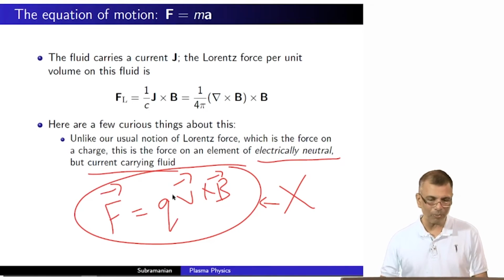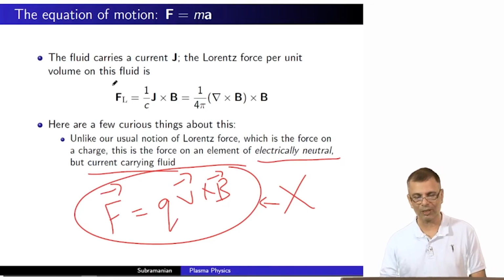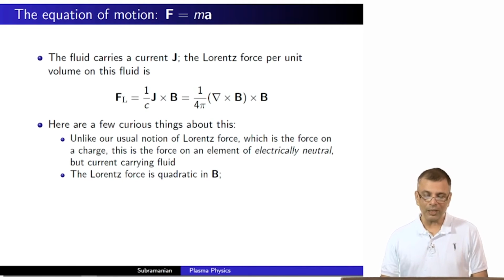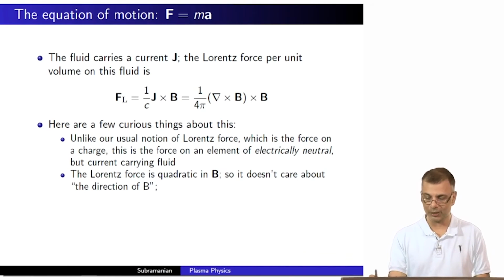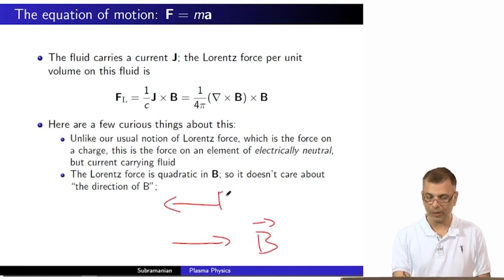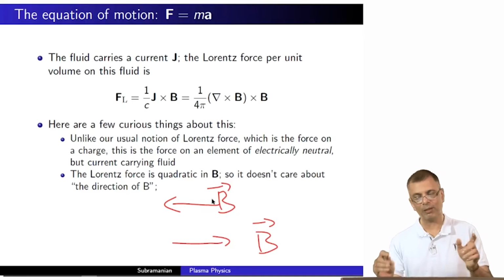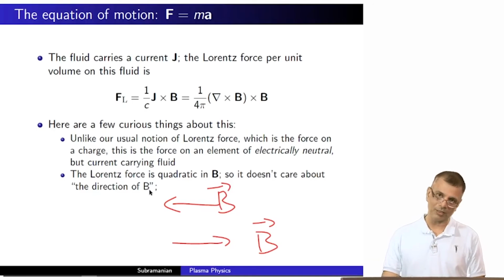Okay. So these are a couple of curious things about this Lorentz force, and it is important to keep in mind. The other thing is that the Lorentz force is quadratic in B. It goes as B squared, you see, B here and B here. So what is the implication of that? It does not care about the direction of B, whether B is this way or this way. It does not matter, the Lorentz force will still be in the same direction. This is another strange thing.